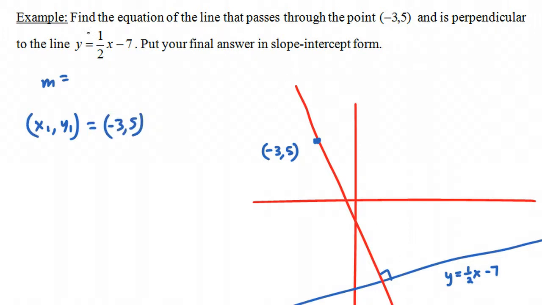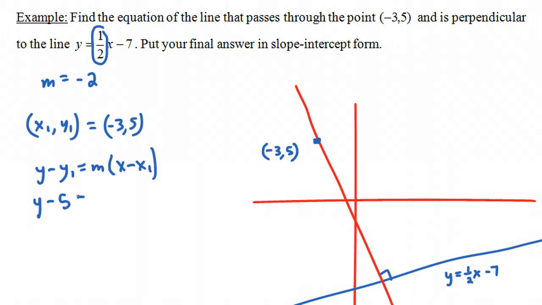Now, what's the slope of this line? Well, the slope of this line down here is 1/2. Okay, but our red line is not going to have the same slope as the blue line. The slope for the red line should be -2, right? -2/1. Okay, the negative reciprocal of that. Okay, so now let's use our point slope formula. Y minus y1 equals m times x minus x1. And we have y minus 5 is equal to -2 times x minus -3. Okay, we just plugged in m is -2 and x1, y1 is -3, 5.